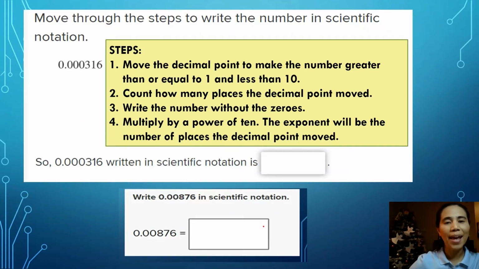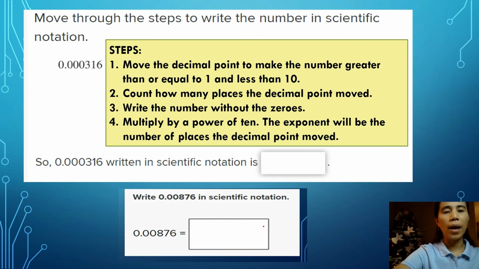So how about this? Let's try to convert a small number to scientific notation. So remember, the steps are still the same. However, instead of moving from right to left, we are moving from left to right. And then let's count how many places the decimal point moved, and then we can write the number after that. So let's try to count it first.